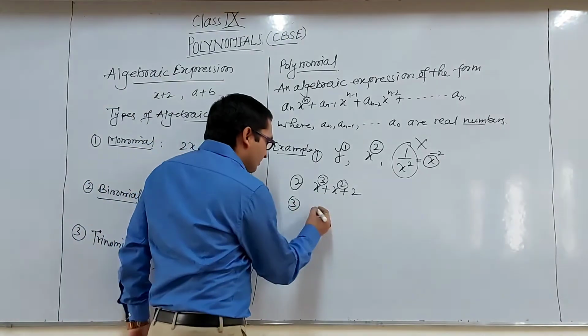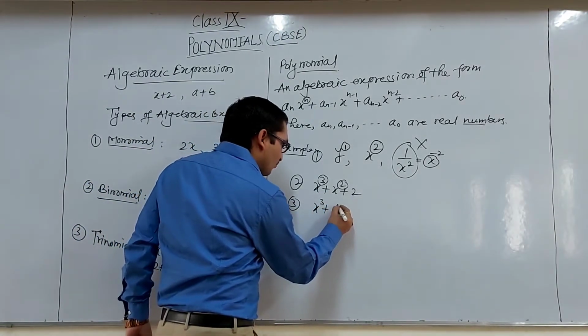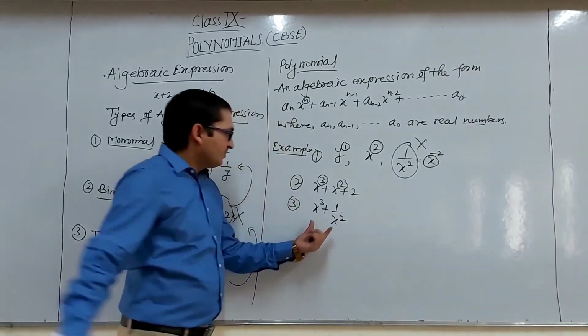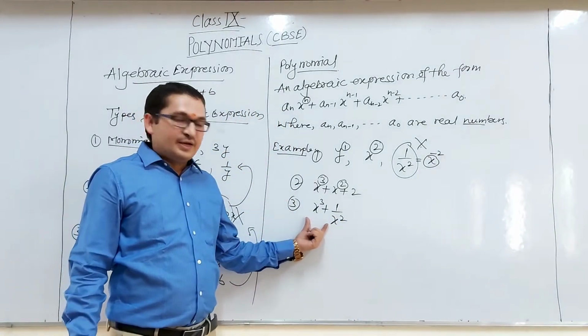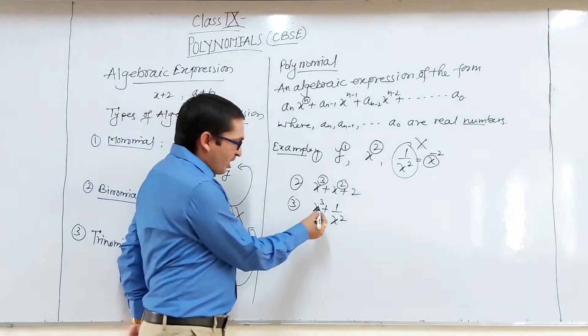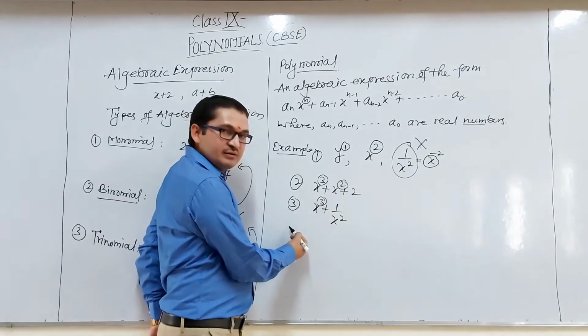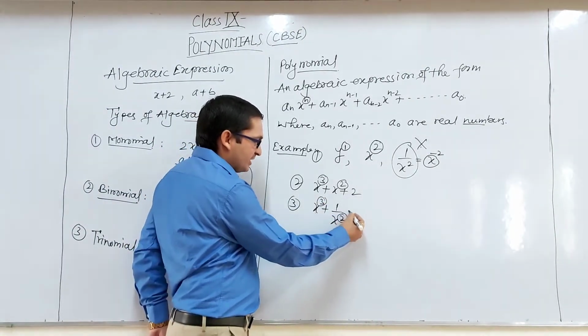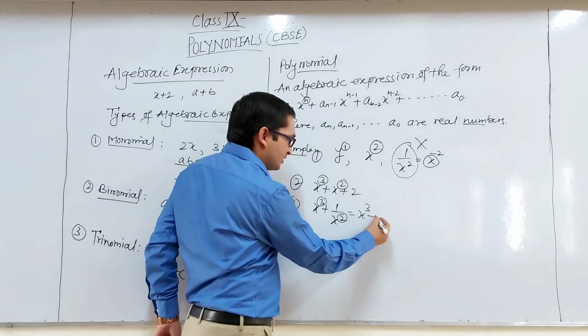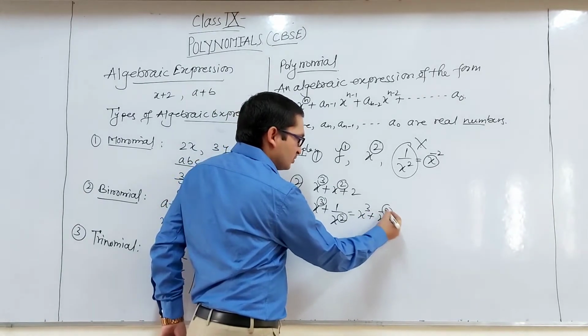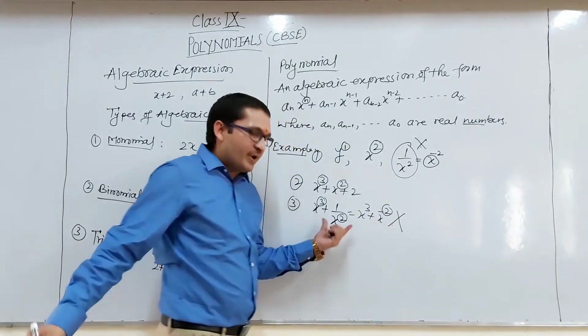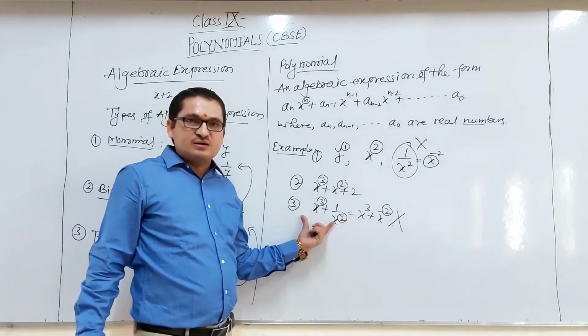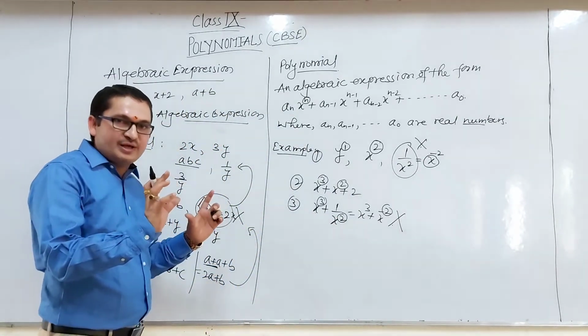One more example. x cube plus 1 upon x square. Is it a polynomial? No, it's not a polynomial. Why? The power of this variable is a positive integer, but the power of this variable is not a positive integer. It will be x cube plus x raised to power minus 2. So this is not a polynomial, but this is a binomial. So this is the difference between polynomial and binomial.